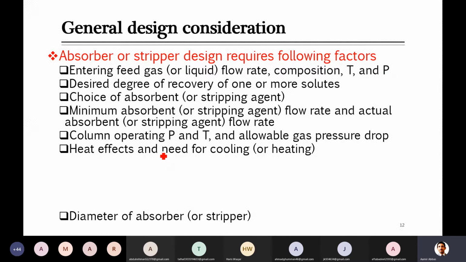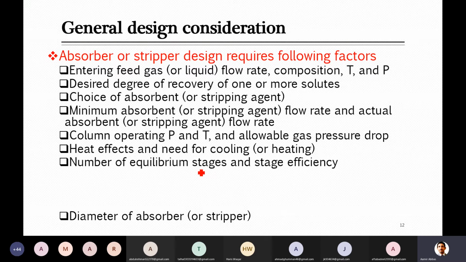So then where it should be, or how much you have to heat or cool, and how you have to structure your column. For example, if there is a need of heating or cooling, where it will be provided. Do you need, for example, such a column in which there are trays at the bottom and top packing, and so on. So the number of equilibrium stages and the stage efficiency, we have to do this calculation when we solve this.